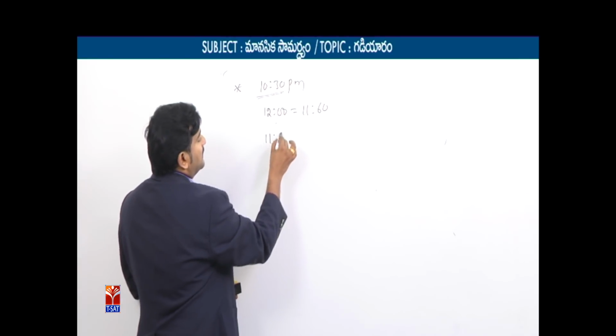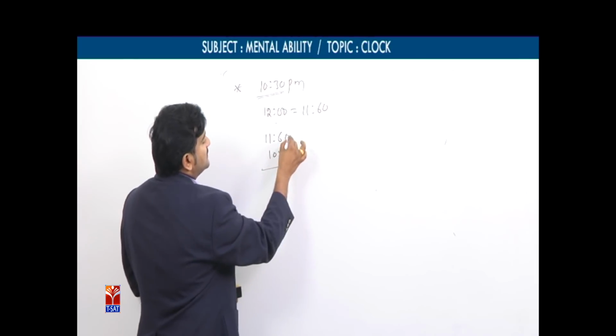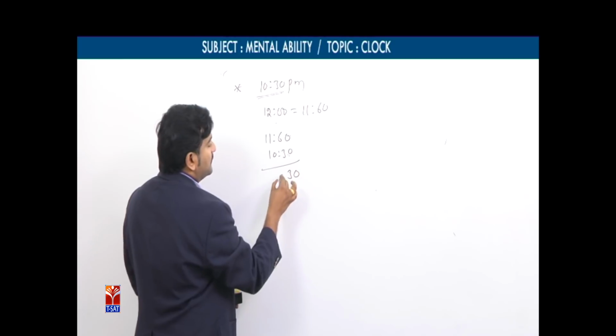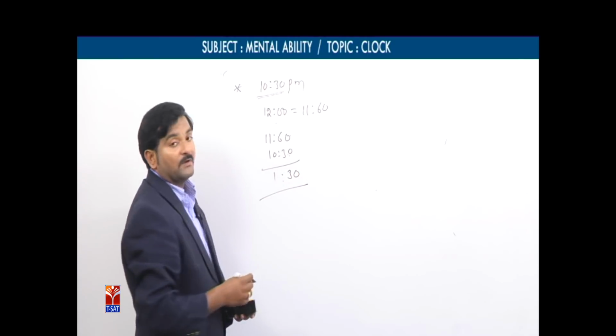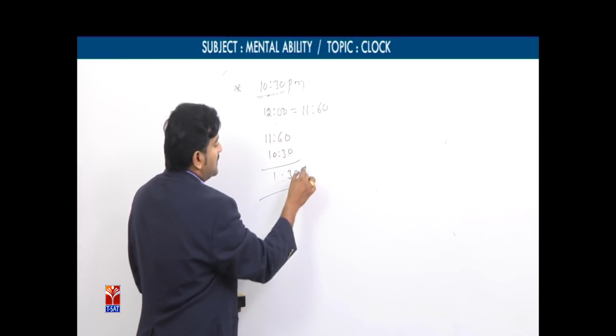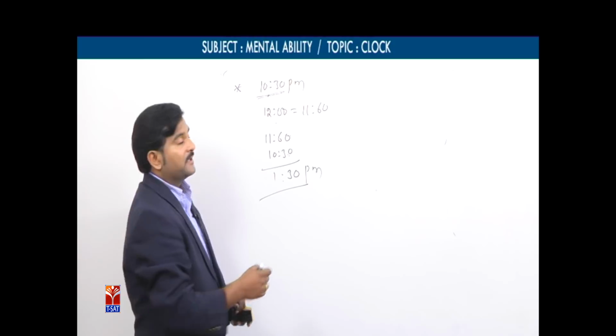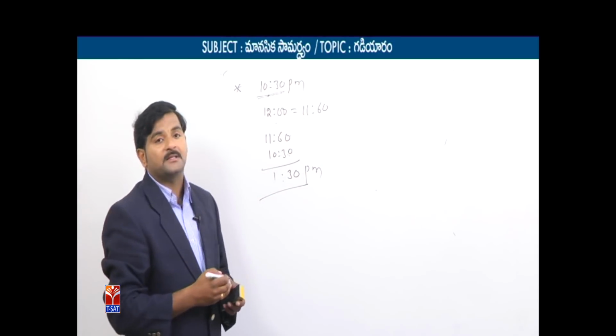So what we can say? 11:60 minus 10:30. 60 minutes minus 30 minutes, you will get 30 minutes. 11 hours minus 10 hours, you will get 1 hour. What we can say? The mirror image time of 10:30 pm is 1:30 pm. If it is pm, you have to write pm. For example, if it is am, you have to write am.